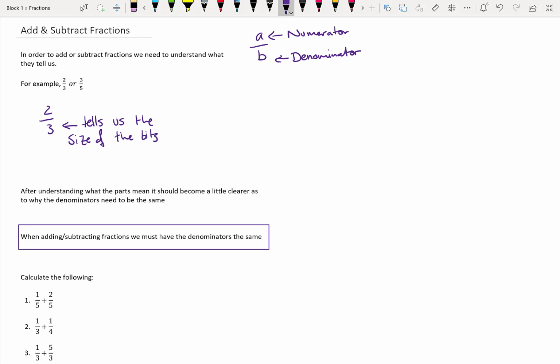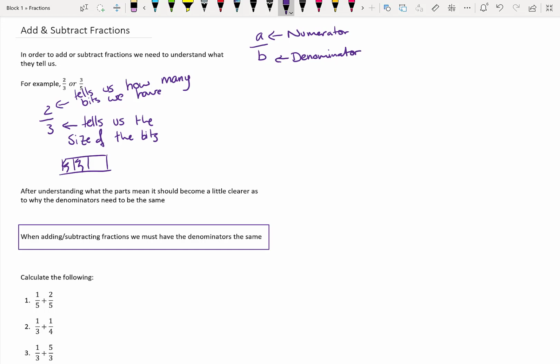Of the bits. So what that's telling me is I had my one whole thing and I've split it into 3 parts, into thirds. Okay, my number on the top tells us how many bits we've got. So in this case, 2. Okay, so I've got 2 out of 3 bits here.